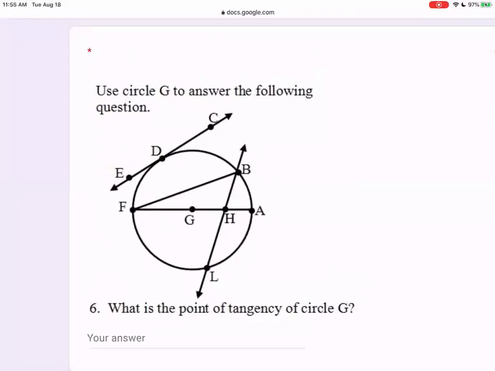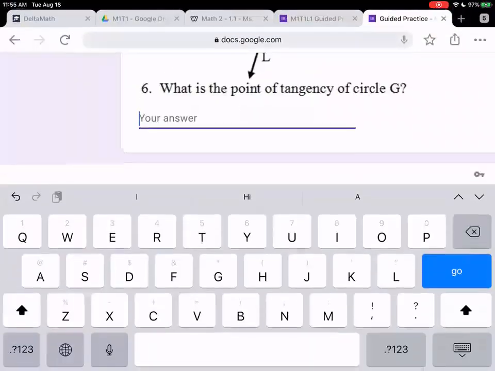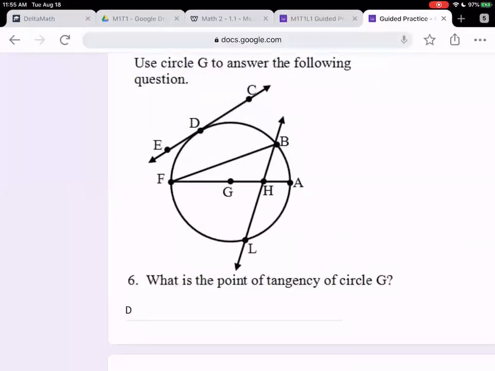Yeah. All right, number 6. What is the point of tangency of circle G? Okay, so where is that one spot where the tangent line touched the circle? D. Yes, D. Yeah, good job. D is where our tangent line touched our circle that one time.